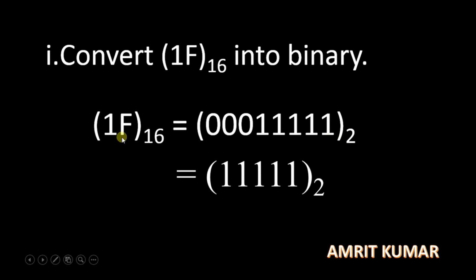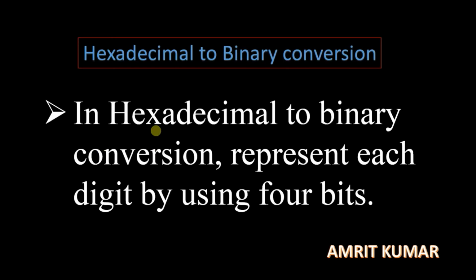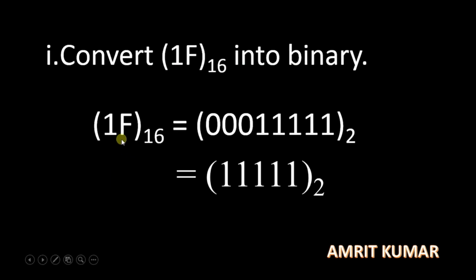Therefore I am using 4 bits here, because this is a hexadecimal number, and the rule says that in hexadecimal to binary conversion, you have to represent each digit by using 4 bits. I have to represent this digit, therefore I am using 4 bits for it. For representing the value F, because it is a digit, I am using 4 bits.